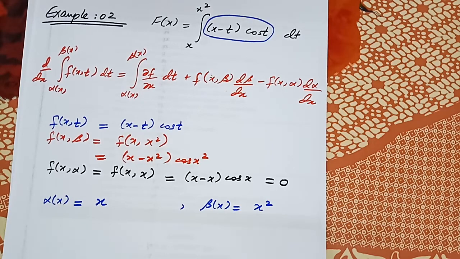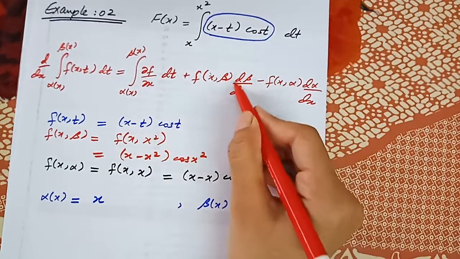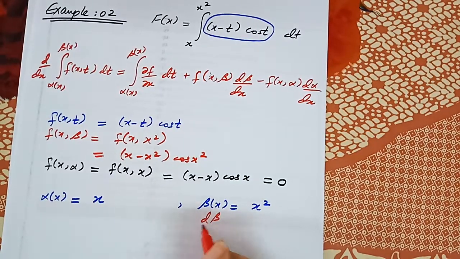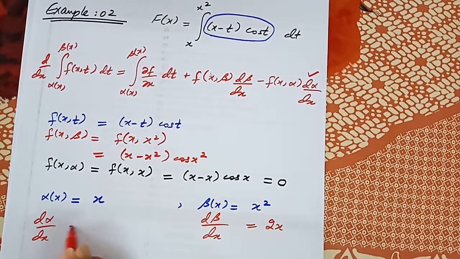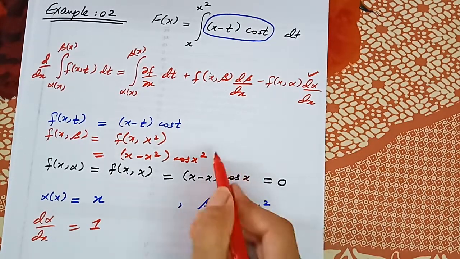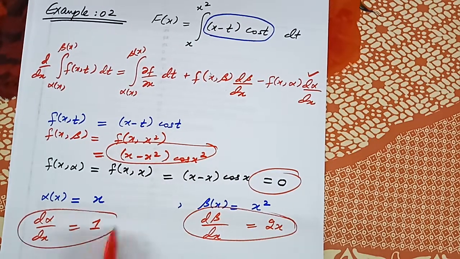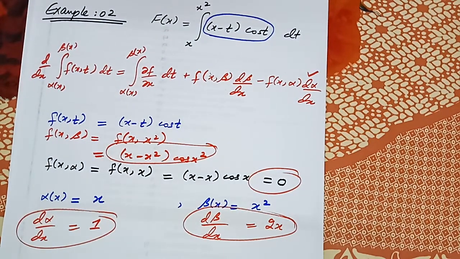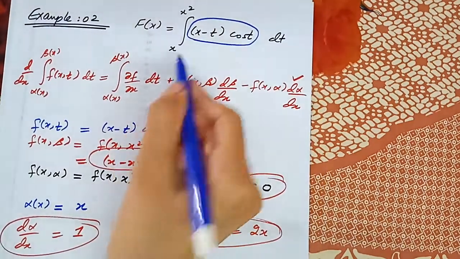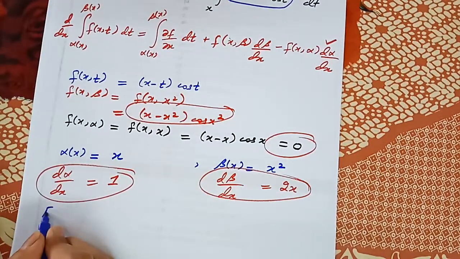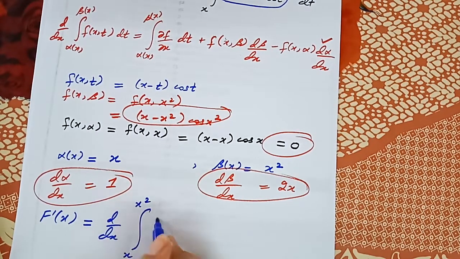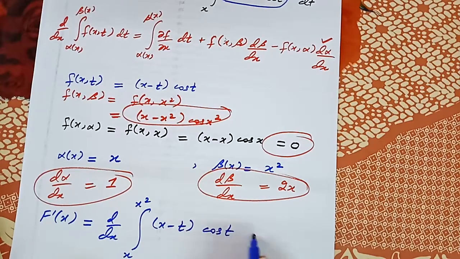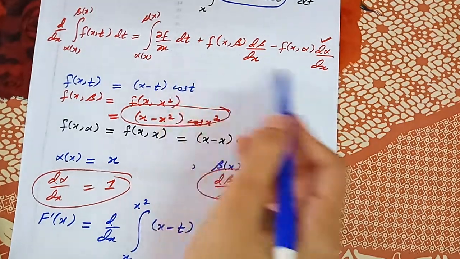Now what else do I need for my question? I need the derivative of beta with respect to x. So the derivative of beta with respect to x is just 2x. And the derivative of alpha with respect to x is 1. Now I got these values. Now I'm going to plug in these values in the Leibniz rule. So I will get the derivative of this function, that is f prime of x, equal to d by dx of the integral from x to x squared of x minus t cosine of t dt. Now replace all these values in this formula.